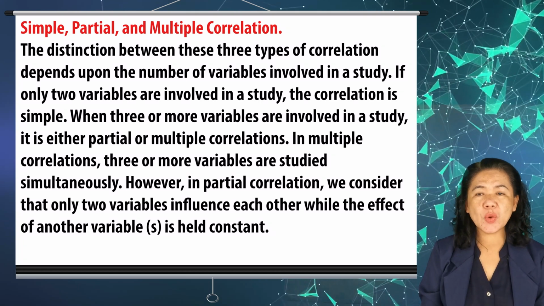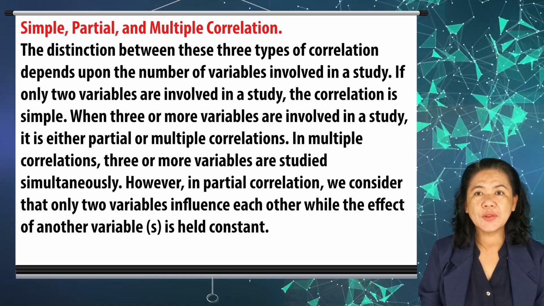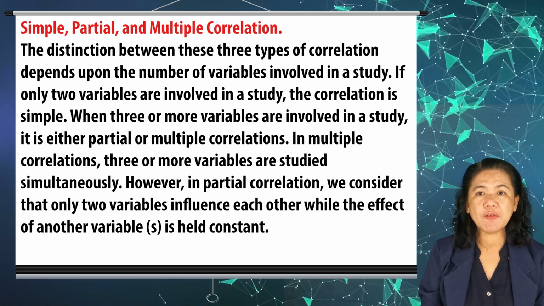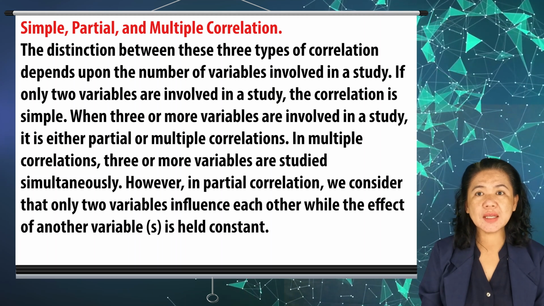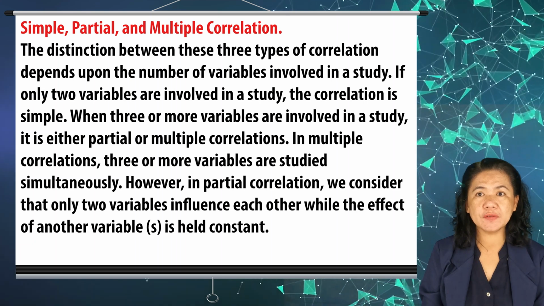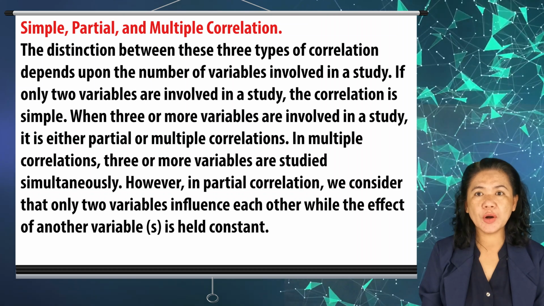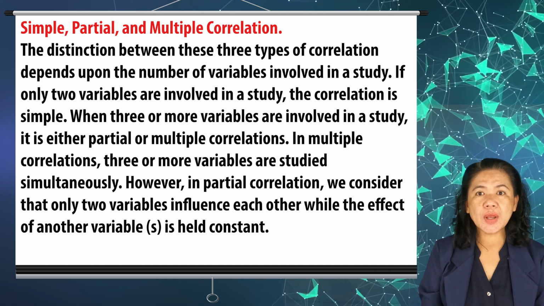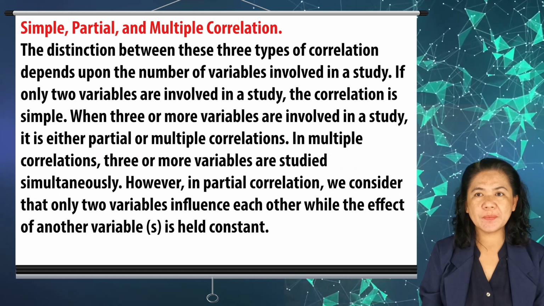The distinction between these three types of correlation depends upon the number of variables involved in a study. If only two variables are involved in a study, the correlation is simple. When three or more variables are involved in a study, it is either partial or multiple correlation. In multiple correlation, three or more variables are studied simultaneously.